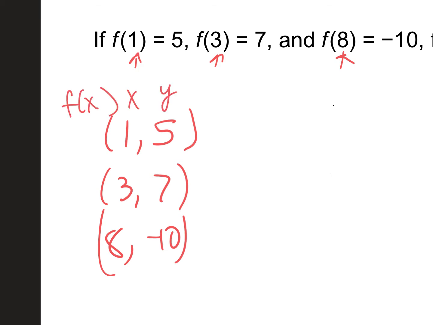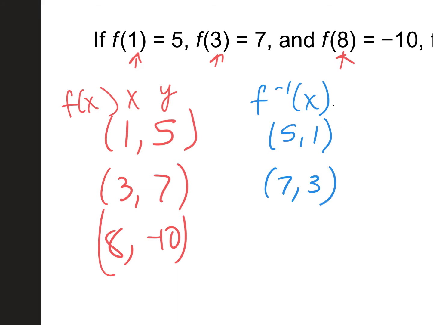This is my function. So if I asked you guys what the inverse function was, what happens with the x and the y values? They do what? They switch. So it would be (5, 1), (7, 3), and (-10, 8). They don't switch signs. That would make it a reflection over the x or the y. They actually switch spots. Does that make sense? You guys see that? Okay.